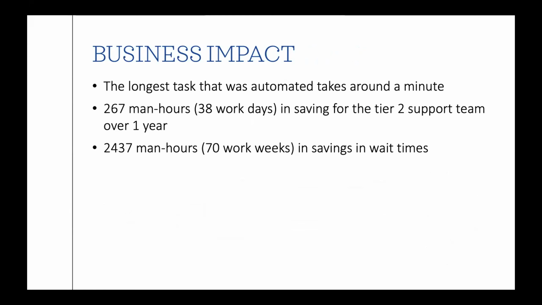In total, around 260 man-hours could be saved in the tier 2 support team, so that a developer wouldn't have to do that much work on their own, and the system would do it, allowing them to focus on other tasks and reducing their interruptions throughout the day, and about 2,400 hours in savings in man-hour savings and wait times for the customers of this tier 2 support team.